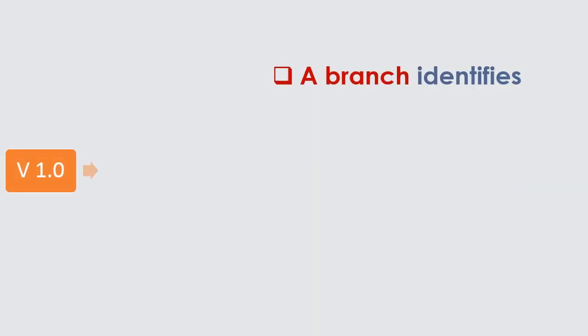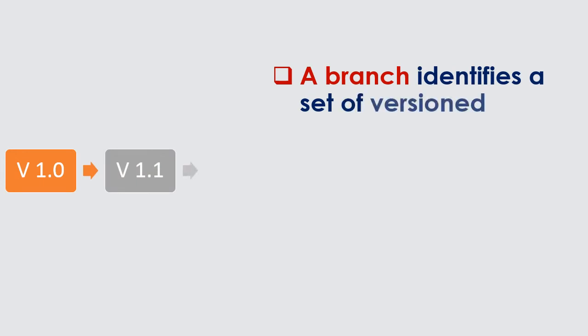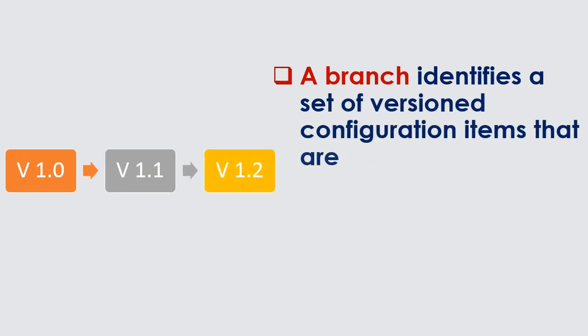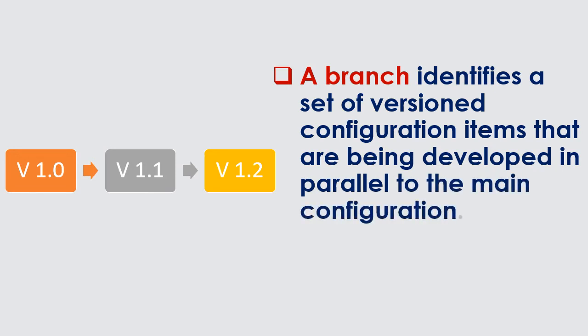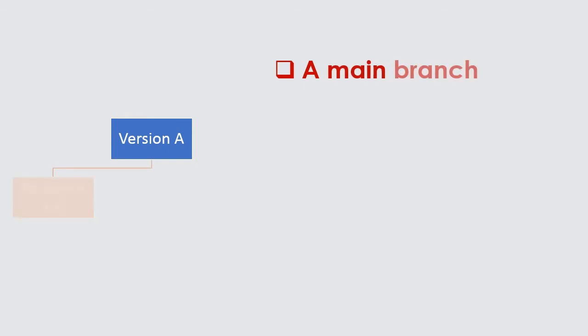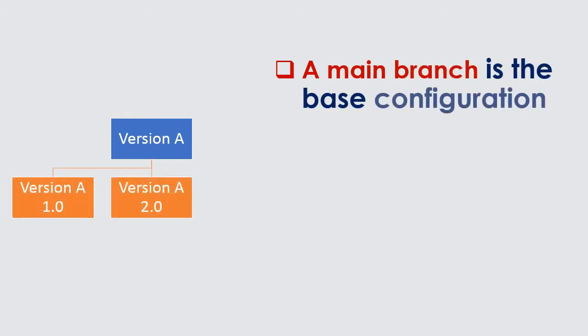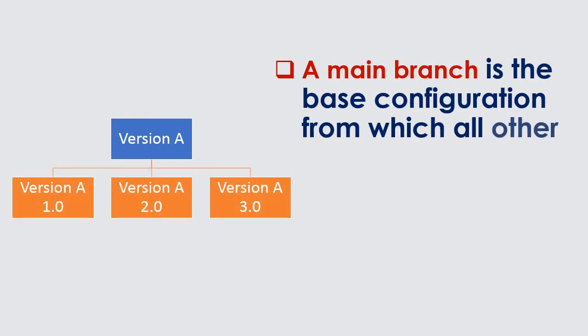A branch identifies a set of versioned configuration items that are being developed in parallel to the main configuration. A main branch is the base configuration from which all other branches are derived.